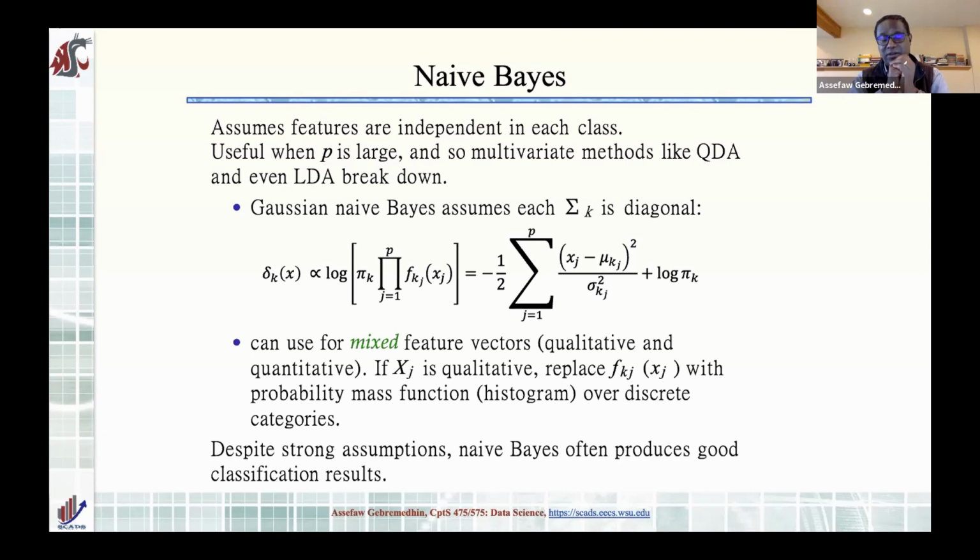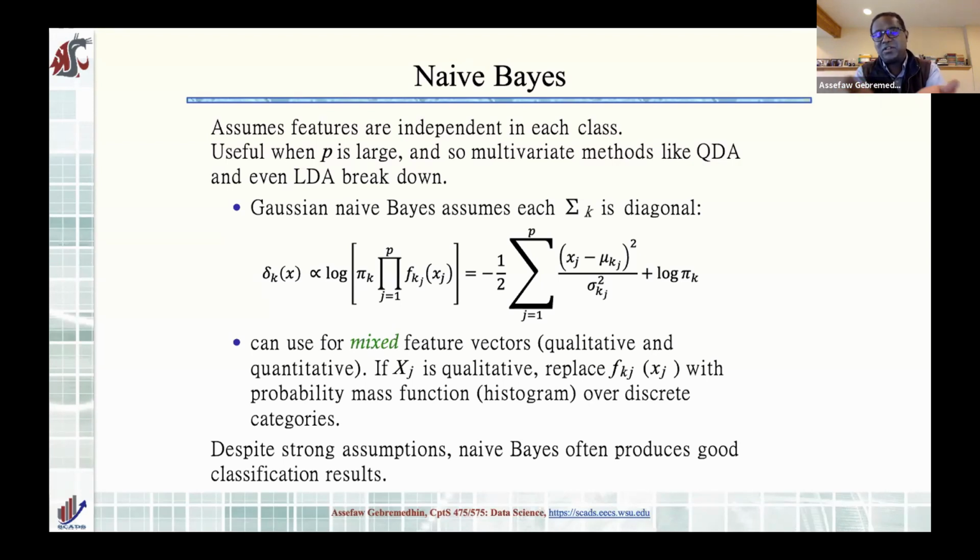And what is P? P is our predictors. In your case, you have a very good opportunity for something to be really big, the predictors that you are going to be using. So when P is large, multivariate methods like quadratic discriminant analysis or even linear discriminant analysis would break down, and that's where Naive Bayes would be used. Its assumptions are that the features are independent in each class, and it is useful when P is large. So for that reason, it would assume that this sigma k is diagonal, and now you see an expression for something that would ultimately be what your algorithm would be built around.